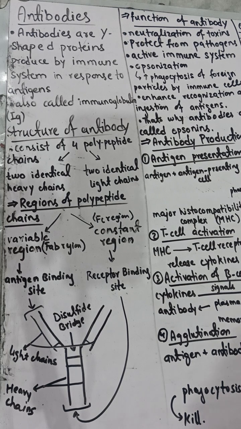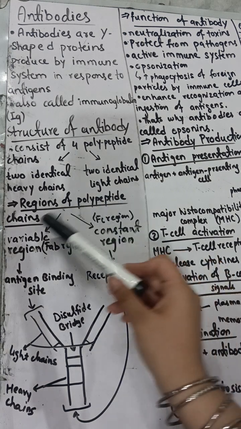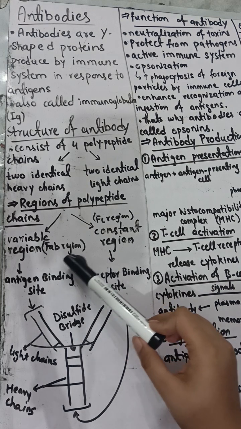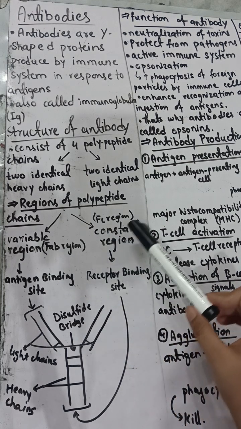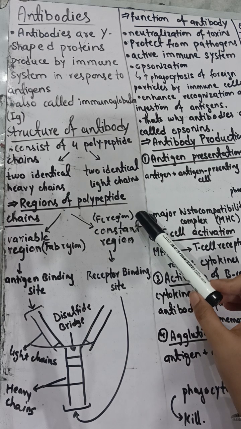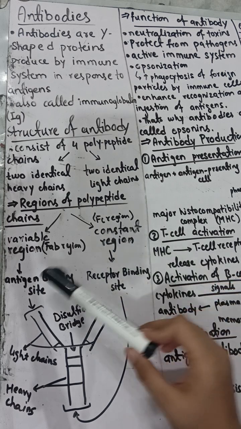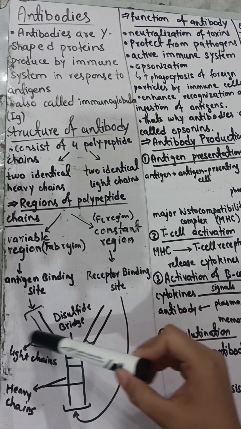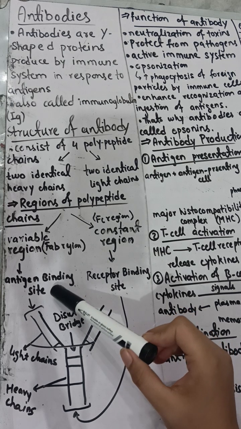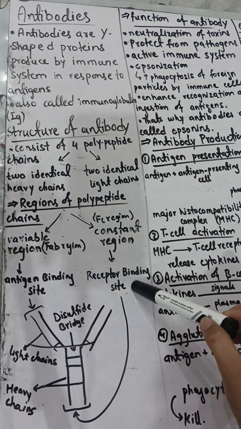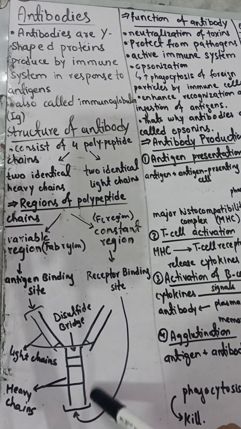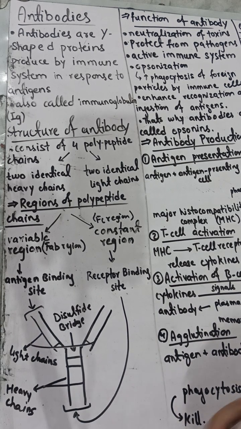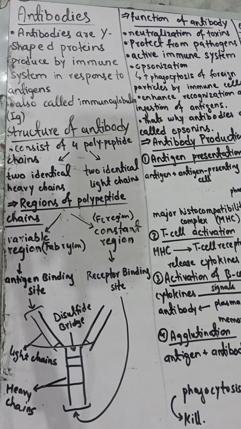One thing you have to remember: there are two regions on the polypeptide chain. First is the variable region, which is also called the Fab region, and the second is the constant region, which is called the Fc region. The variable region is also called the antigen binding site, while the constant region is called the receptor binding site. I have drawn the whole structure.